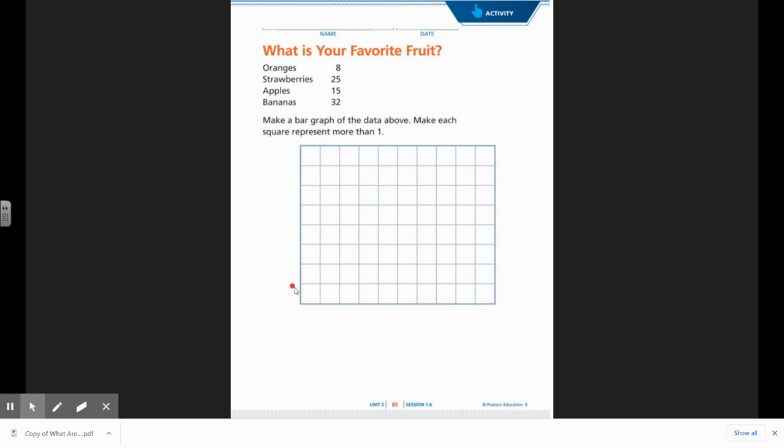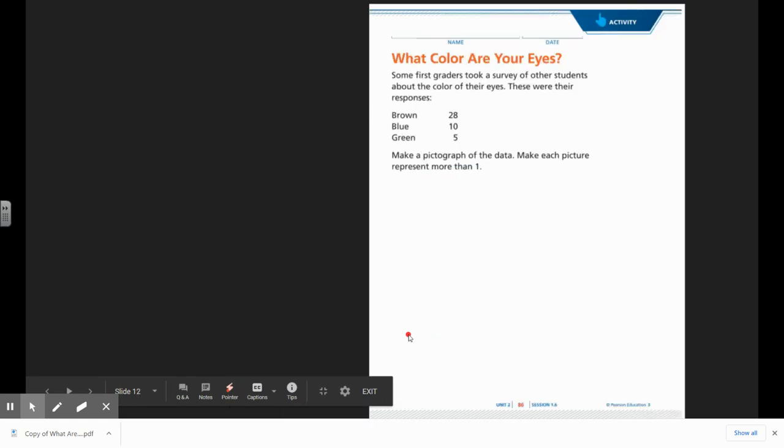Well, you might want to count by 5s, just like they did on the other one, and count up each bar here as 5 more. And then you could represent all of it. Don't forget to label down here the different categories of fruit. And it's always important to give your graph a title.